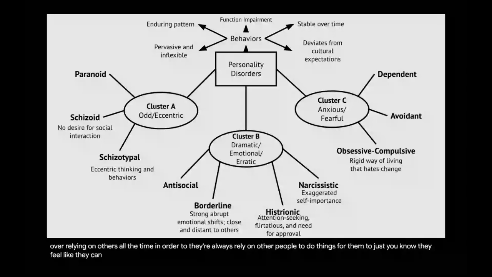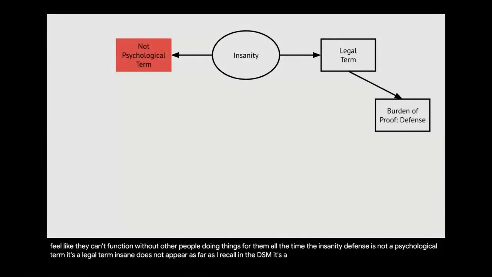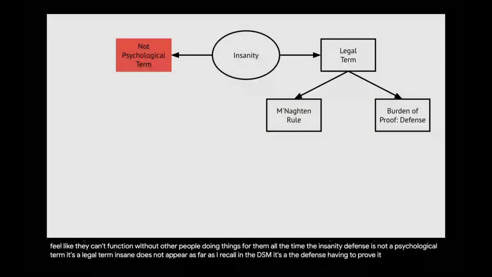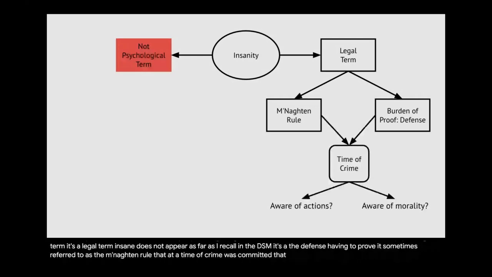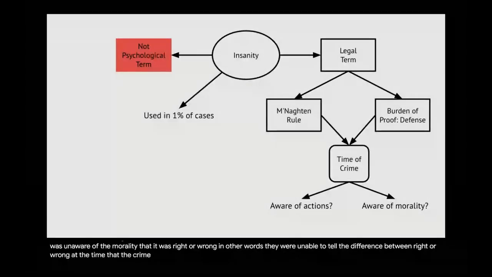The insanity defense is not a psychological term, it's a legal term. Insanity does not appear, as far as I recall, in the DSM. It's a legal term that refers to the defense having to prove, sometimes referred to as the M'Naghten rule, that at the time a crime was committed, a person was not aware of their actions and/or was unaware of the morality, that it was right or wrong. In other words, they were unable to tell the difference between right and wrong at the time the crime was being committed. And it's the defense who has to prove that.